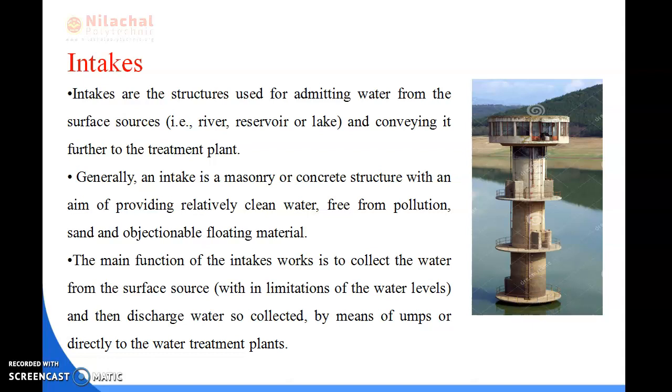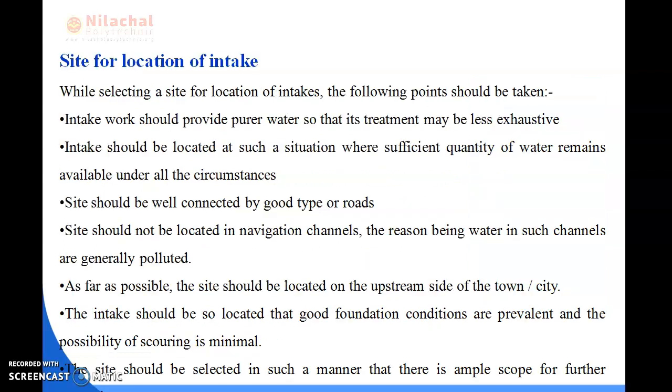And what is the function of the intake? To collect the water from the surface sources, that is river, reservoir or lake, and the water is discharged by the pump, directly to the water treatment plants. Okay, so next we will be reading about site for location of intake.